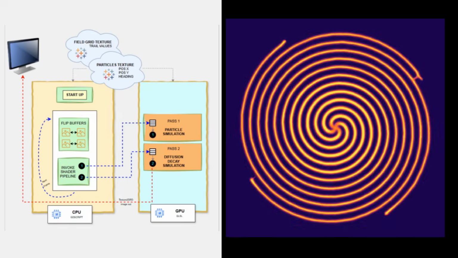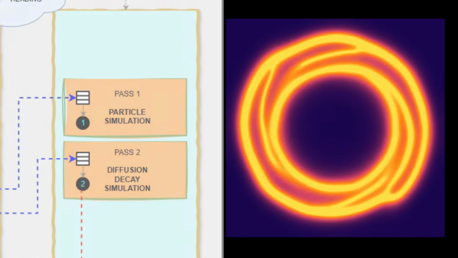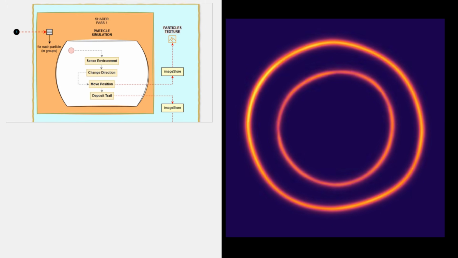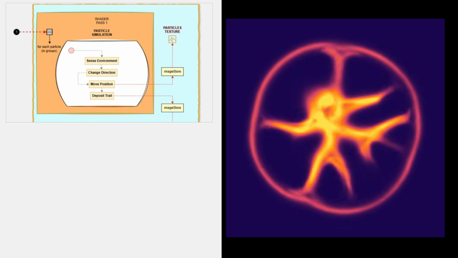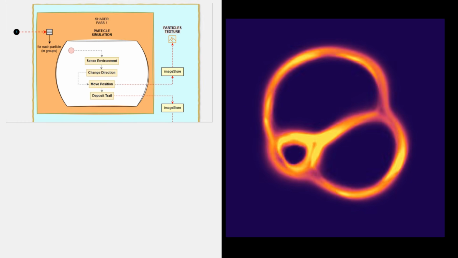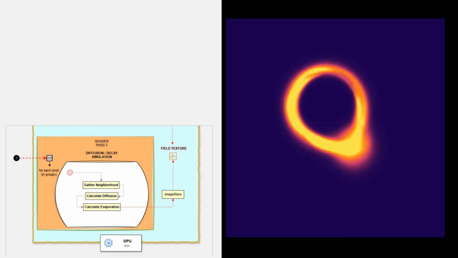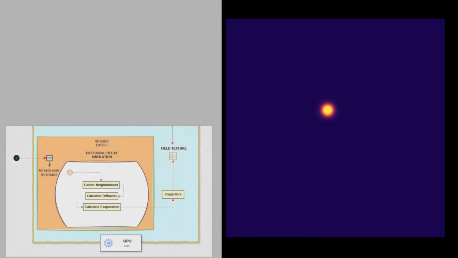As you can see in this diagram, the compute shader runs in 2 passes every frame. The first pass loops over every particle, having each particle sense their environment, turn and move into new positions, and deposit the chemical back into the trail. The second pass processes the entire trail field texture, pixel by pixel in batches. It first spreads out the field using the neighborhood diffusion blur, then follows up with the evaporation process.